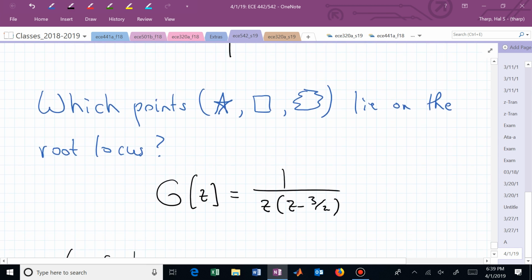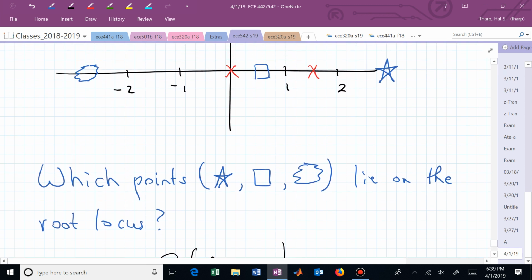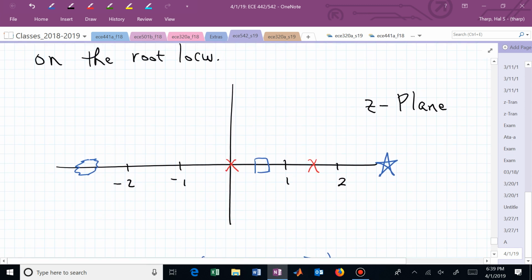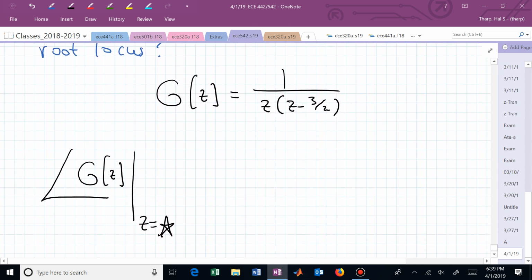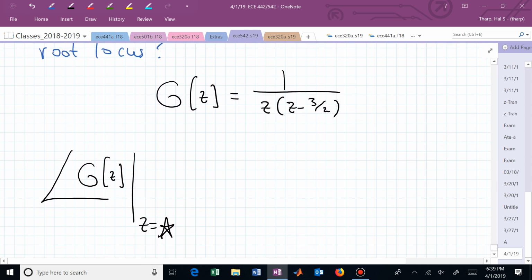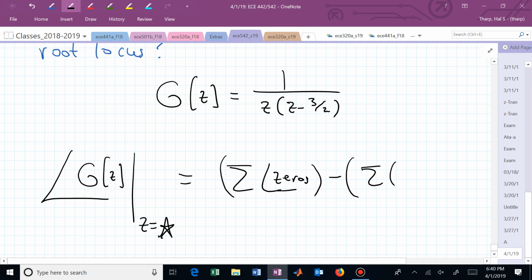And now if you're playing along at home, you may want to get up and start visualizing this z-plane on the floor and standing on the different pole locations. This phase angle of g of z is really going to be the sum of the angles of our zeros minus the sum of the angles of our poles.